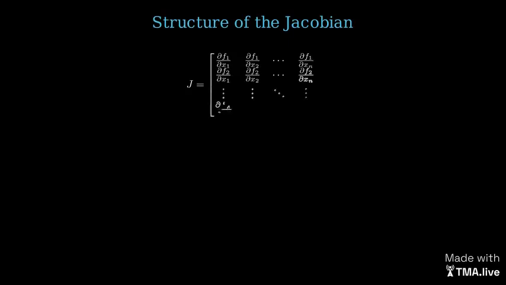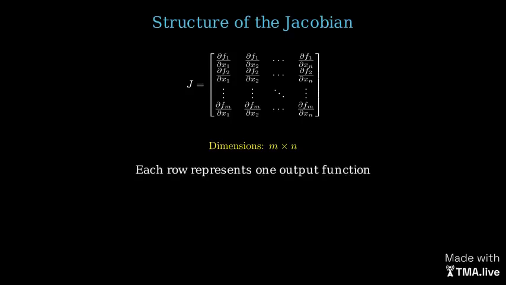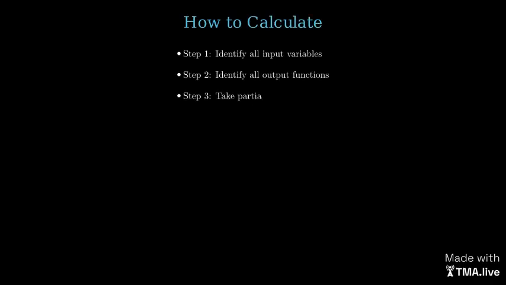Let's find the Jacobian of this two-dimensional function with components f1 equals x squared plus y squared and f2 equals 2xy. For f1, the partial derivative with respect to x is 2x and with respect to y is 2y. For f2, we get 2y and 2x respectively. Arranging these partial derivatives in matrix form gives us the Jacobian, a 2 by 2 matrix with 2x and 2y in the first row, 2y and 2x in the second.